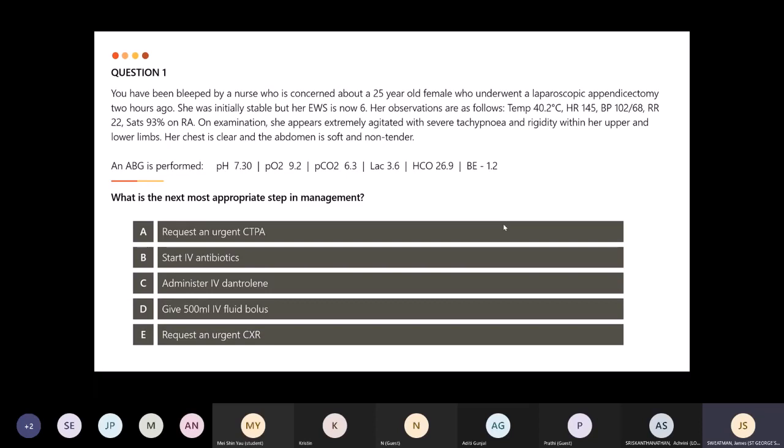So you've been bleeped by a nurse who's concerned about a 25-year-old female who underwent laparoscopic appendicectomy 2 hours ago. She was initially stable, but her EWS is now 6. Her observations are as follows: temperature 40.2, heart rate 145, blood pressure 102/68, respiratory rate 22, SATs 93% on room air. On examination, she's extremely agitated with severe tachypnea and rigidity within her upper and lower limbs. Her chest is clear and the abdomen is soft and non-tender, and an ABG is performed, which shows those results. And the question is, what is the next most appropriate step in management?